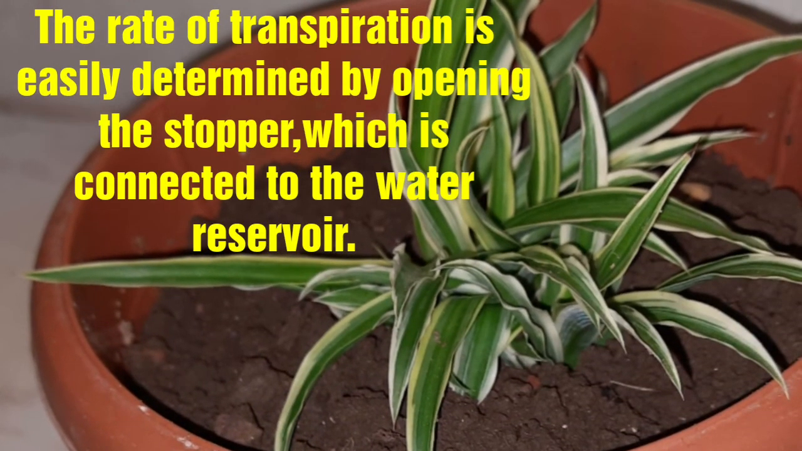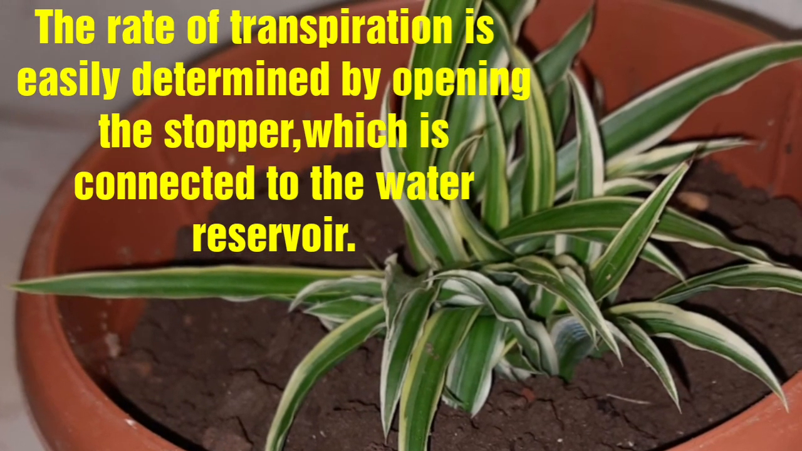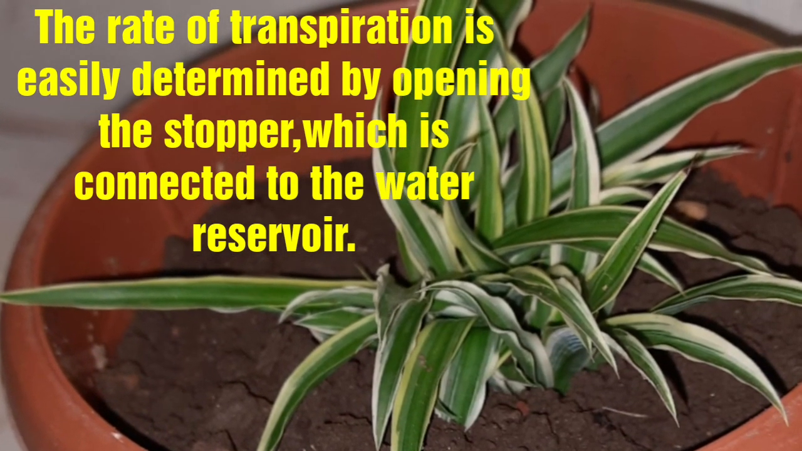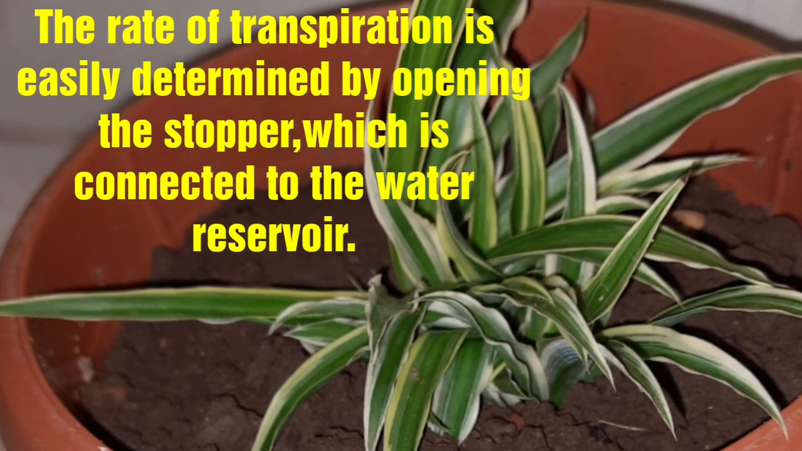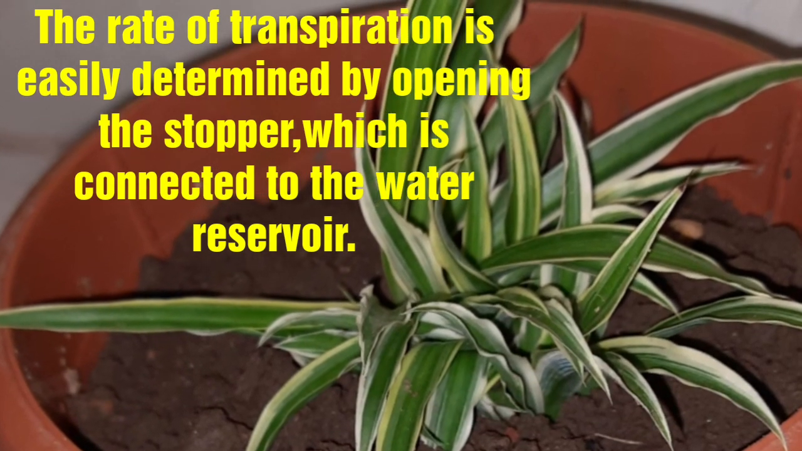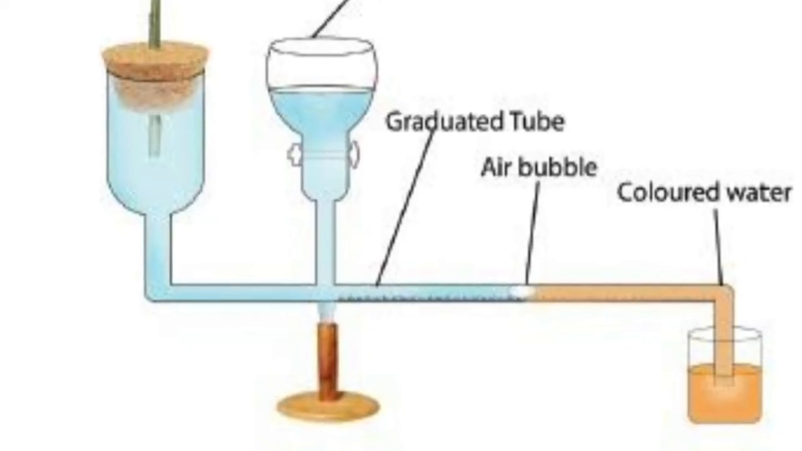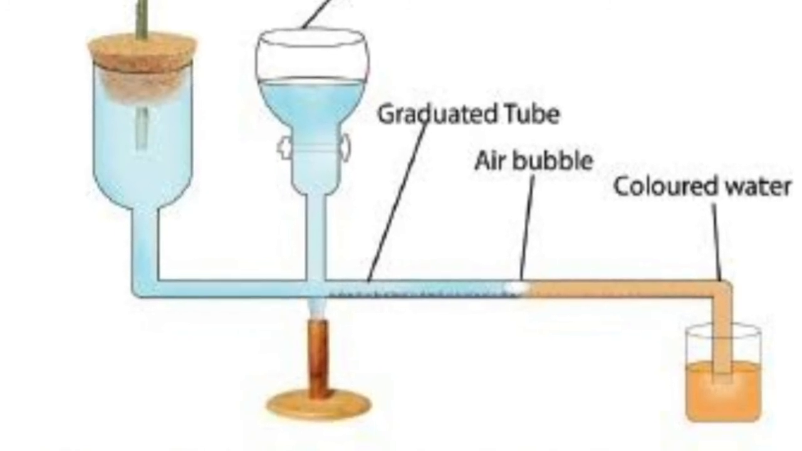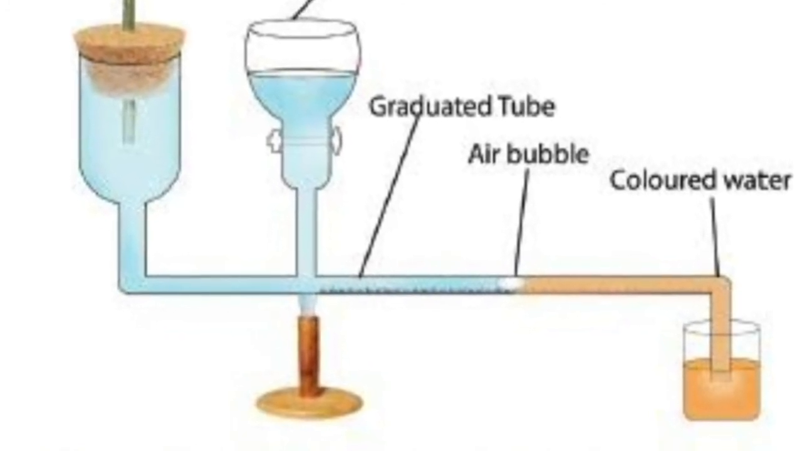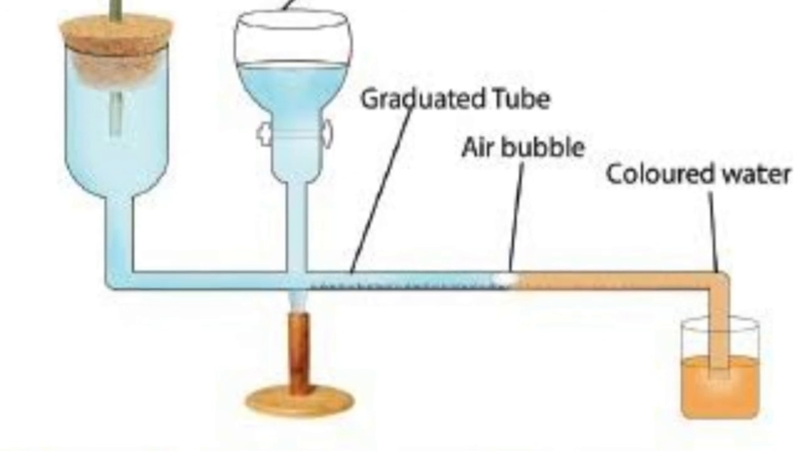Rate of transpiration is easily determined by opening the stopper, which is connected to the water reservoir. The comparison of movement of these bubbles gives the rate of transpiration under different environmental conditions.